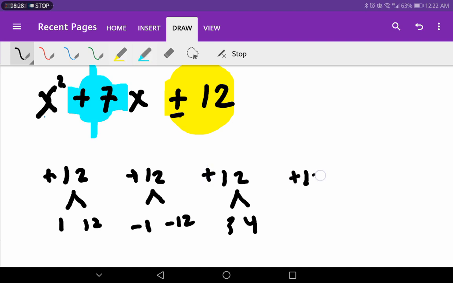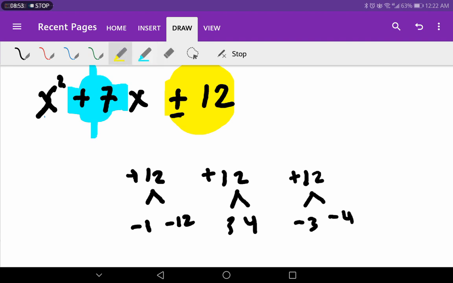The positive 12 comes from negative 3 multiplied by negative 4. Now add them here. The sum of 1 plus 12 is 13, so I don't need it. Now here, the sum of negative 1 and negative 12 is negative 13, so I don't need it.